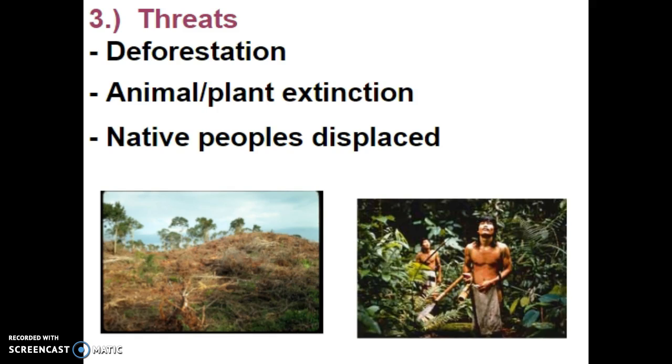Threats to the tropical rainforest, of course, are deforestation, the cutting down of the rainforest, and because of that habitat loss, we can have animal and plant extinctions occurring as well. There are still native peoples that live in and around the tropical rainforests of the world. And when deforestation occurs, when they take their homes away, these native peoples are displaced.